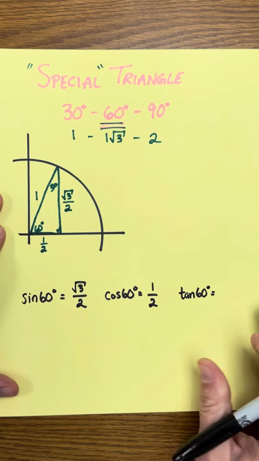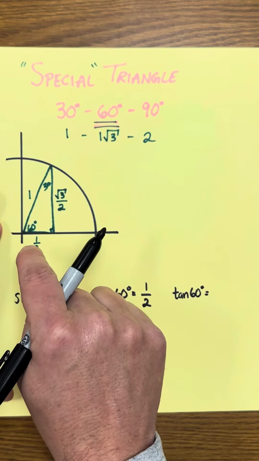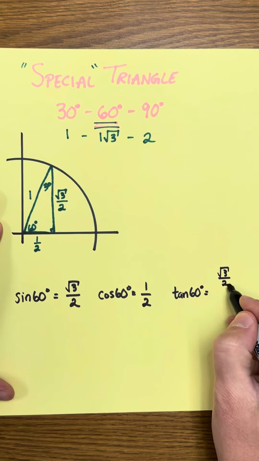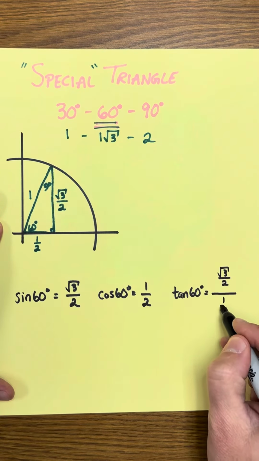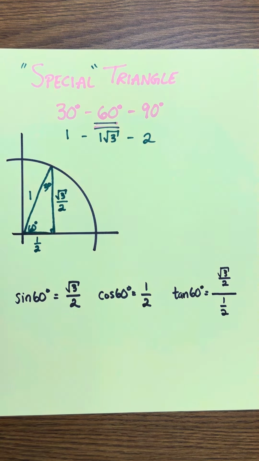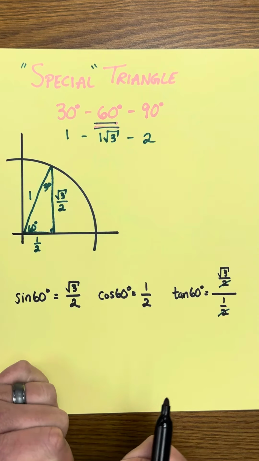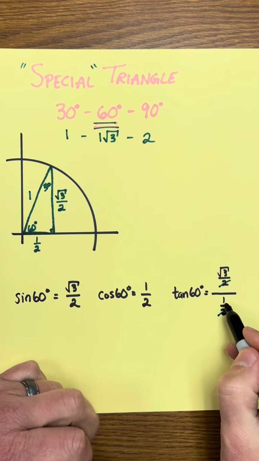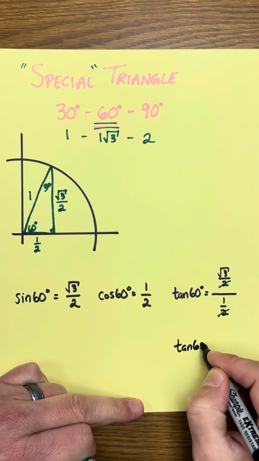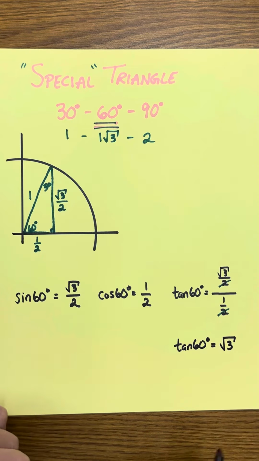And then the tangent of 60 degrees. So this is going to be the opposite over the adjacent. So let's write that out. It's square root 3 over 2 over 1/2. Here the simplifying is going to be a little bit easier than it was on the last problem. Cancel out these 2's. We end up with the square root of 3 over 1, which is just the square root of 3. So the tangent of 60 degrees is the square root of 3.